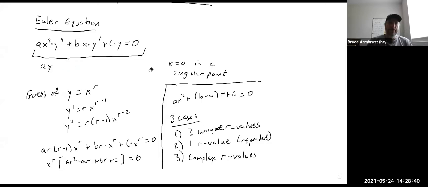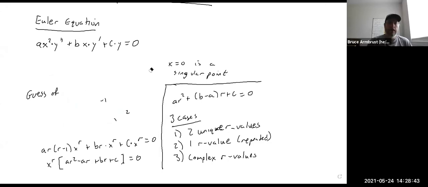Okay, so let me erase all of this stuff. And let me give you a specific example. Let's see if we can find the solution to this Euler equation. Sorry, everything here is all tangled up on me. All right, so let's try this one. Let's go with x squared y double prime plus 5x y prime plus 4y equals 0.